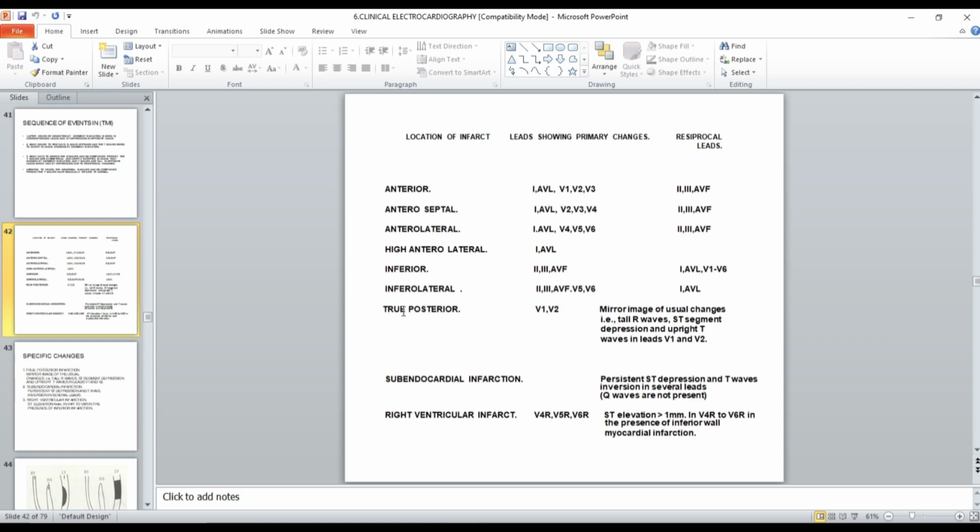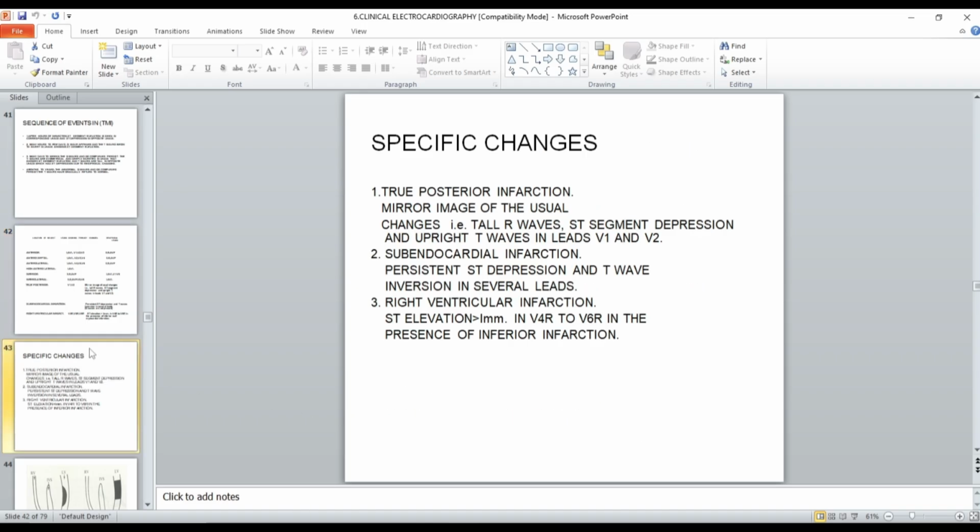True posterior infarction, subendocardial infarction, and right ventricular infarction need separate discussion. In true posterior infarction, there is a mirror image of the usual changes, that is tall R waves, ST segment depression, and upright T waves in leads 1, 2 and V1, V2. In subendocardial infarction, there is persistent ST depression and T wave inversion in several leads. In right ventricular infarction, there is ST elevation of more than 1 millimeter from V4 to V6 in the presence of inferior infarction.